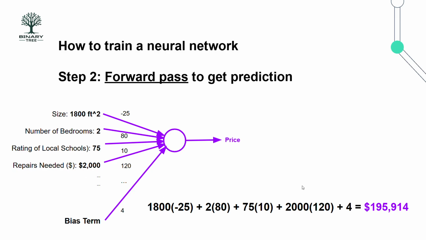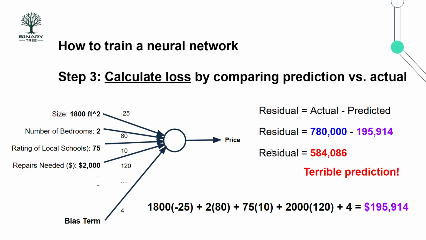So we do our multiplication, addition, and get a predicted price of $195,000. That's a horrible prediction. Our actual home price was $780,000, and it came down to only $195,000. That is a terrible residual. We were off by almost $600,000.